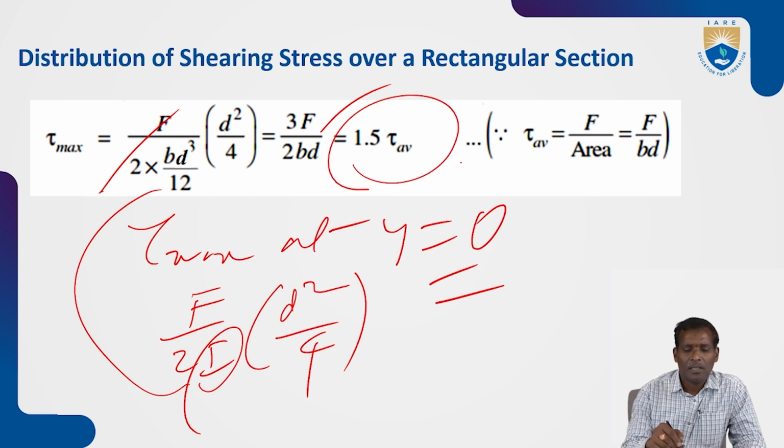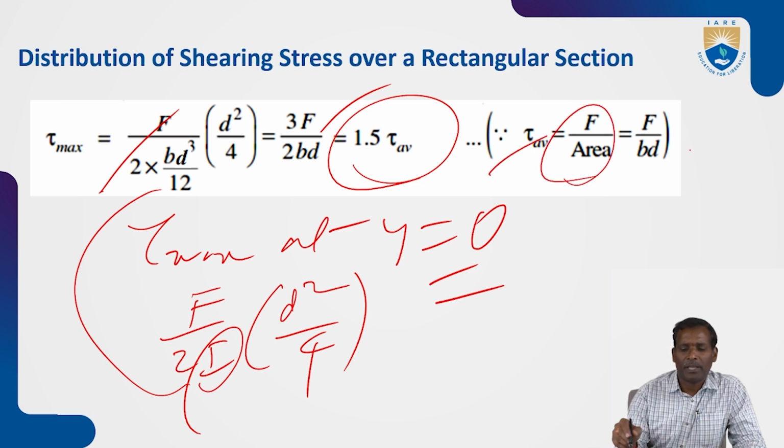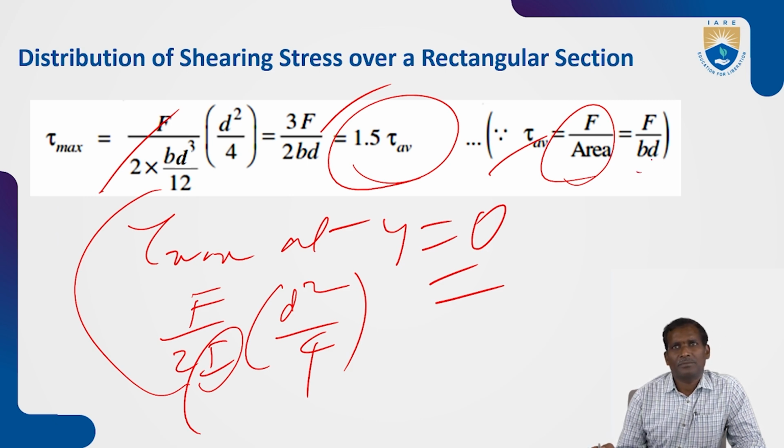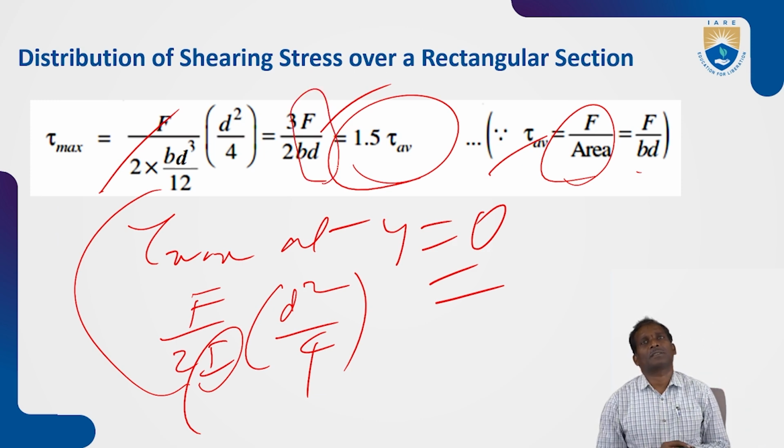So it's 1.5 times the average shear stress. What is this average shear stress? It is the force per area. The force is F and the area is BD. So you can write F by BD is equal to the average shear stress. So the maximum shear stress at the neutral axis is equal to 1.5 times the average shear stress.